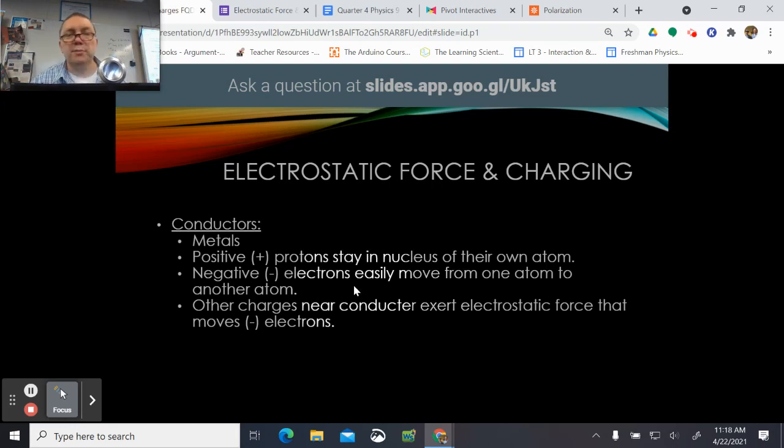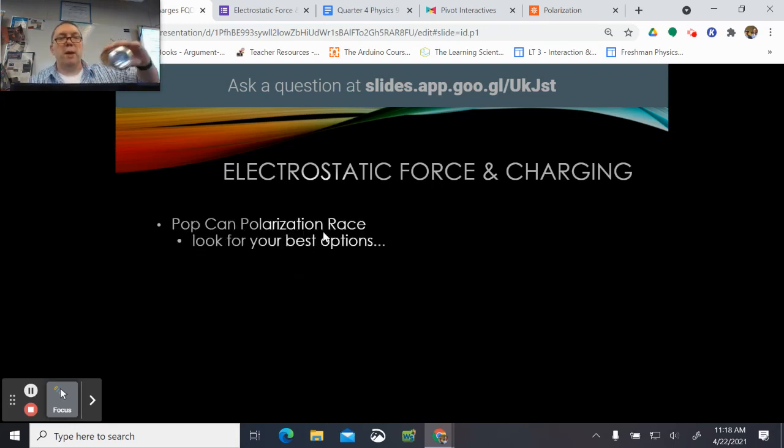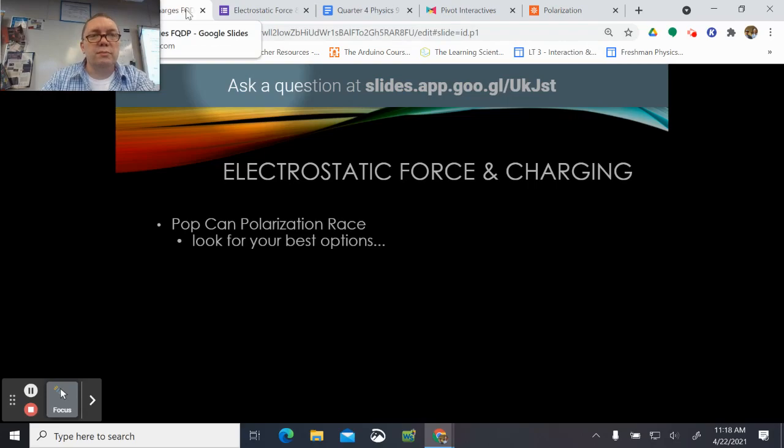In class, sometimes in the back, we would have pop can polarization races where you can find different things to see what's the best at getting a charge to make those pop cans move. So that's a thing I mentioned in the lesson plan today as something you can try. Not mandatory, but an option. Sometimes, in these times, it's nice to have something different to do. Sometimes it's nice to mix it up.